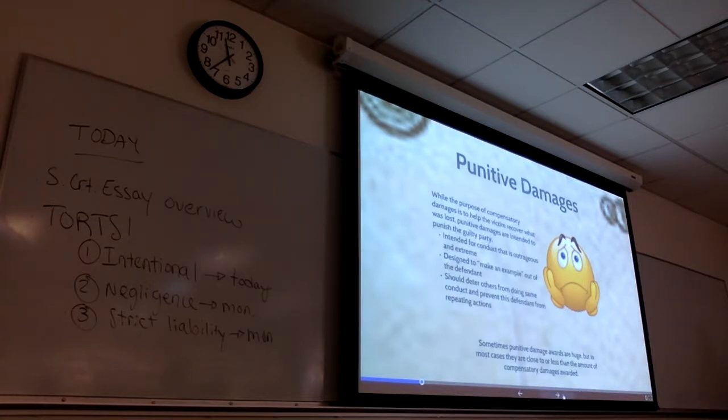So sometimes they make an example out of, especially businesses, and you'll see huge punitive damages to kind of punish them, really hit them in their pockets. Often it's closer to what the compensatory damages are that are awarded.